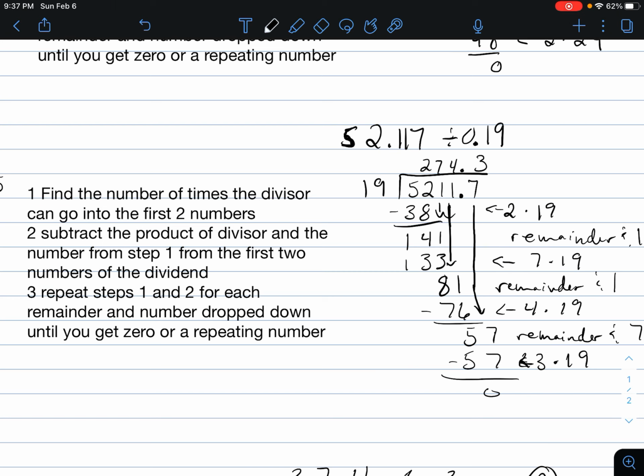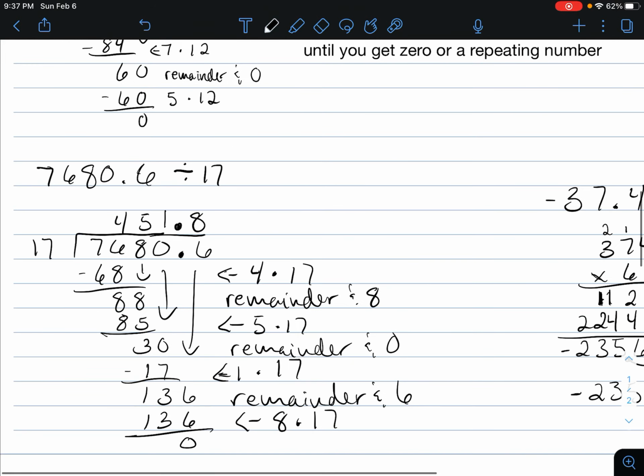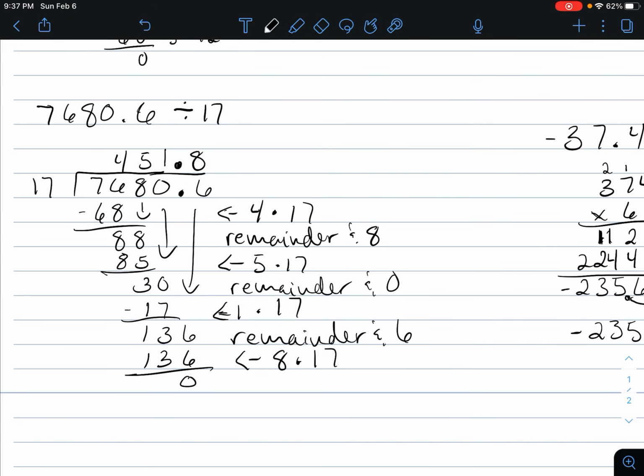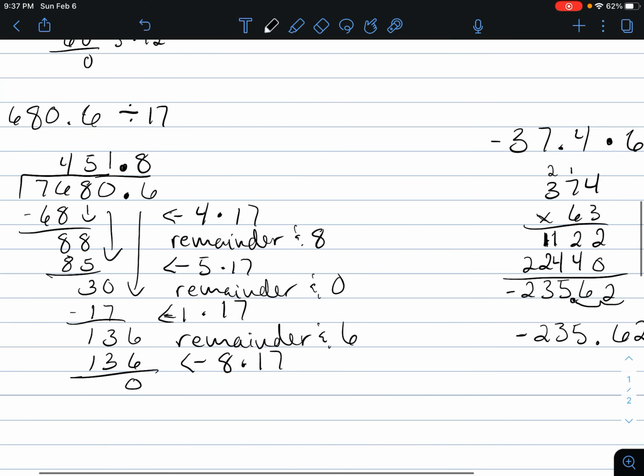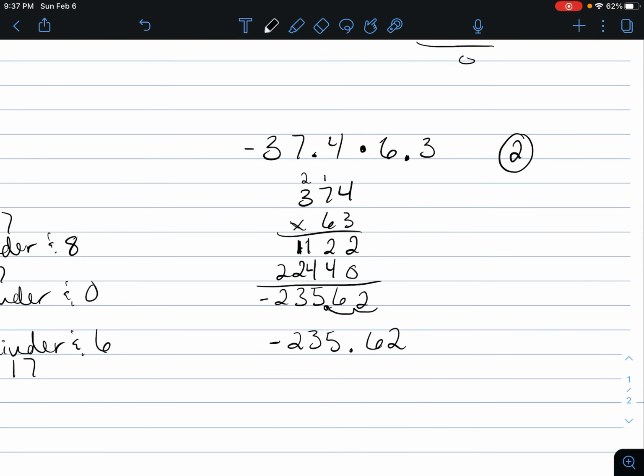The only difference is that adjustment at the very beginning, because we need our divisor to be a whole number. So we multiply both numbers by 100, or simply what we're doing is moving the decimal over 2 to the right. All right, and I'll just show the work on the last 2, but you can follow those steps. They're just repeating the steps from above for dividing decimals or dividing multi-digit numbers and then multiplying decimals.